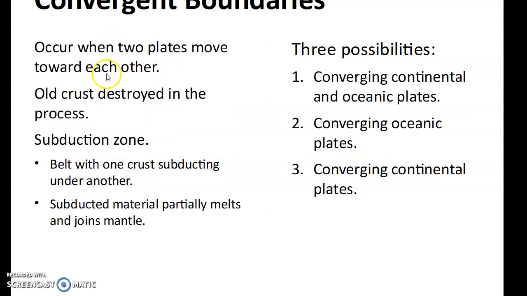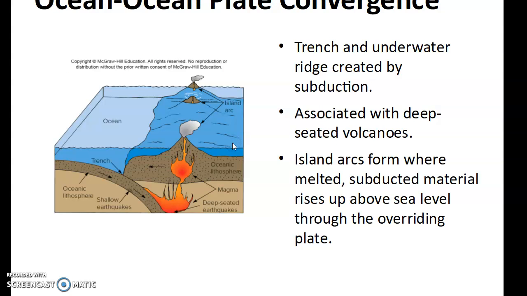Convergent, two plates move towards each other. Old crust is destroyed in the process. This is the continental and oceanic plates converging. This is where you get a lot of the earthquakes and volcanic activity. The ocean plate convergence right here is the trench and underwater ridges. You can see that associated with deep-seated volcanoes, island arcs, where the melted subducted material rises up from the seafloor through the overriding plate there.